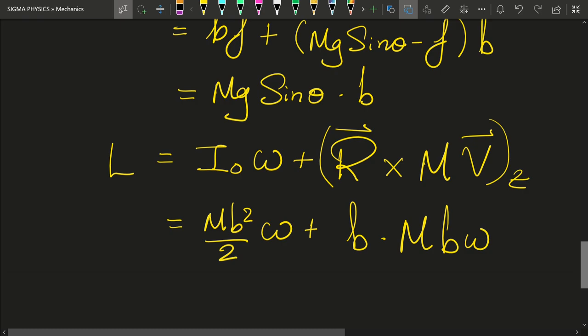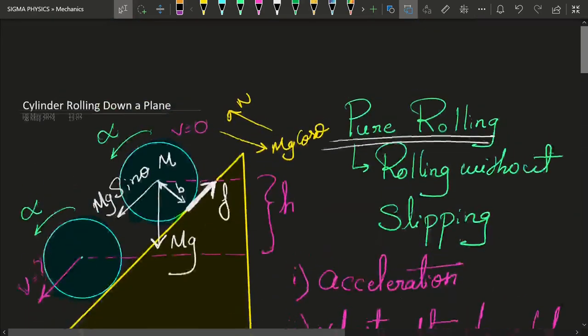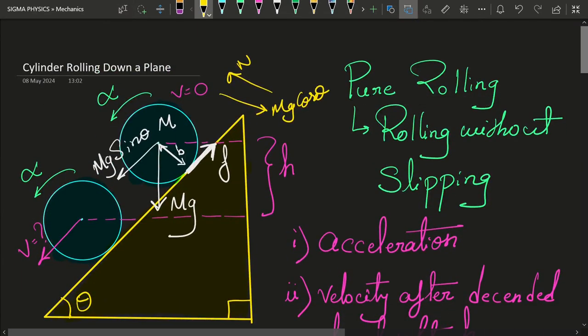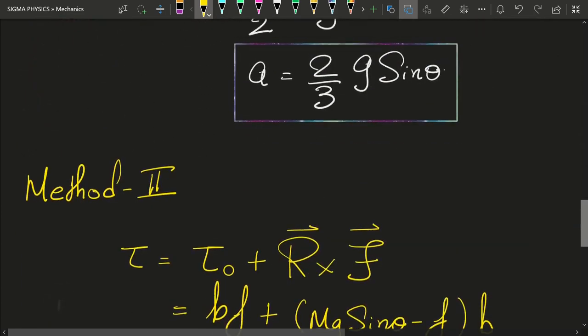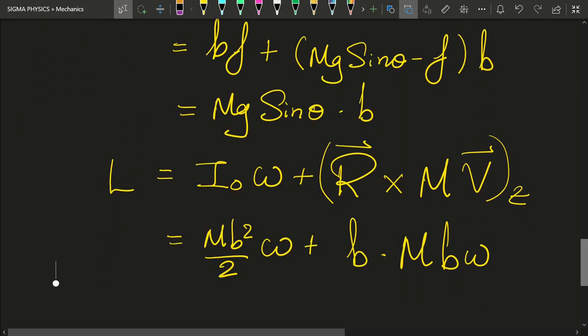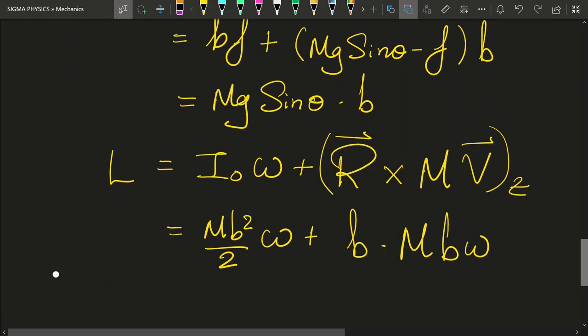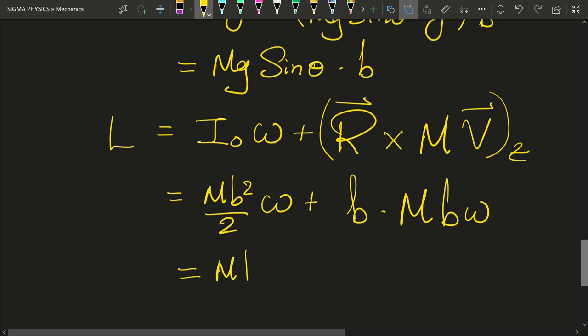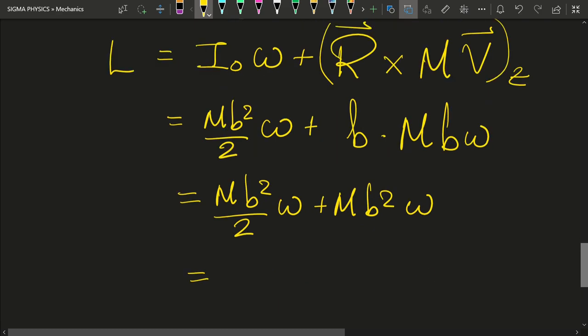And why is V equal to B omega? Because we are considering the case of pure rolling. Again, because of pure rolling, V is going to be equal to B omega, and A is going to be B alpha, right? That is what pure rolling means. And hence, what we get is mb squared by 2 omega plus mb squared omega. So that is equal to 3 by 2 mb squared omega.